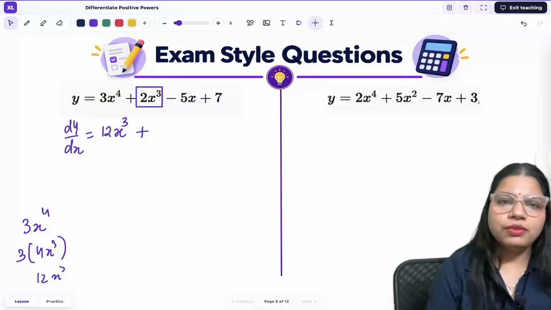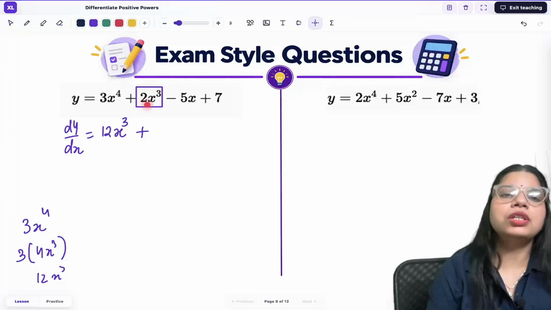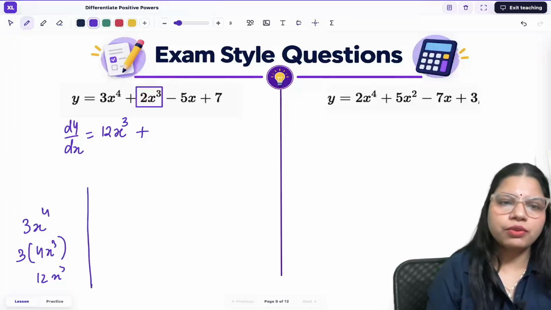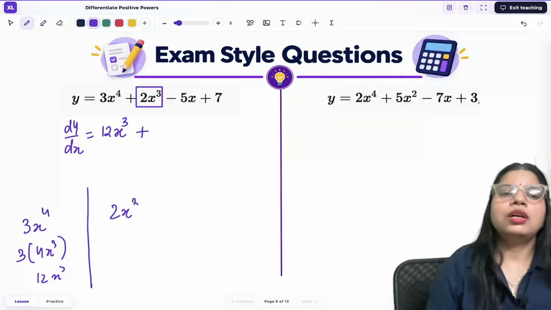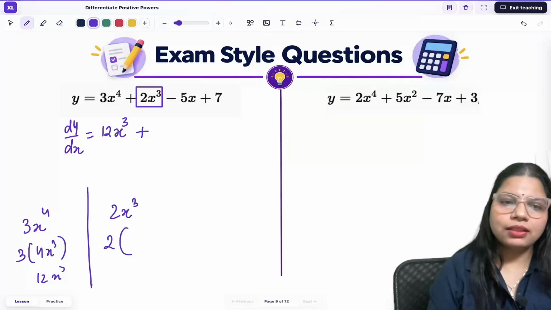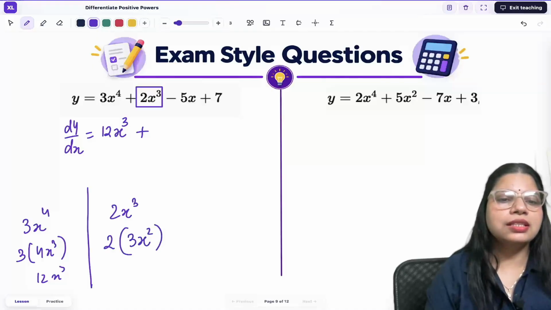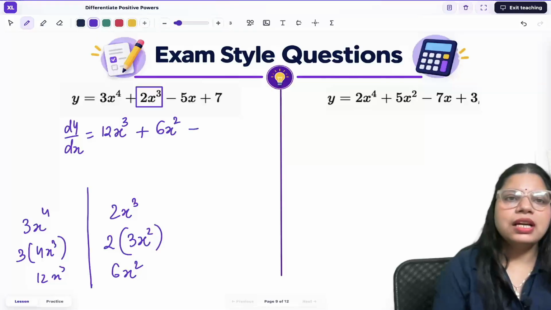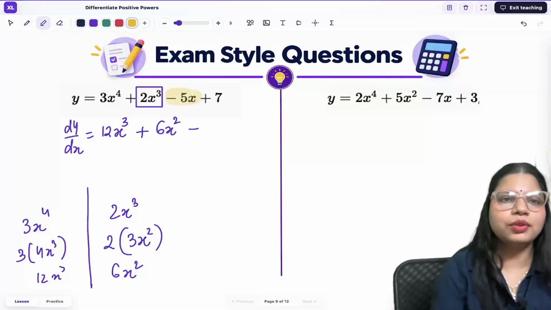So for this one, we have indices 3 and coefficient 2. So if you are still doing it separately, we are going to be copying it down. We will keep 2 there and 3x squared, correct? What we have to do next? 6x squared. So the final answer comes 6x squared minus. How about this one? Yeah, that's a good one.